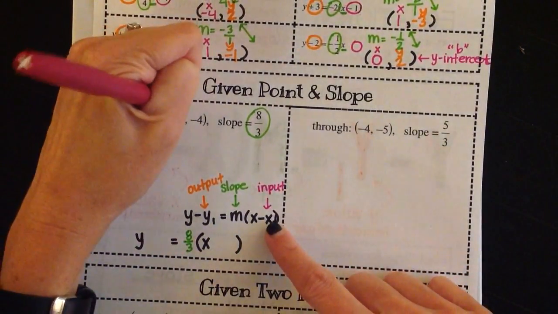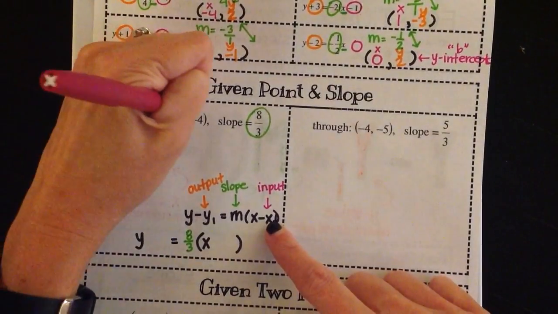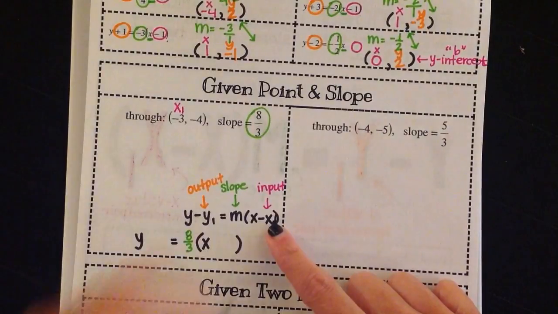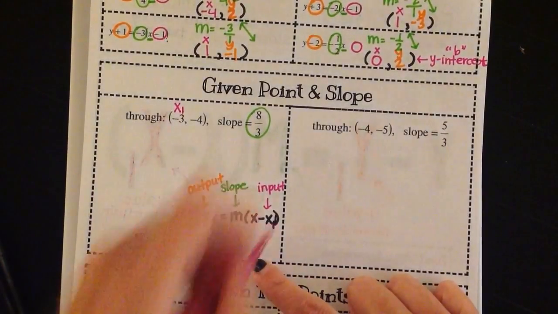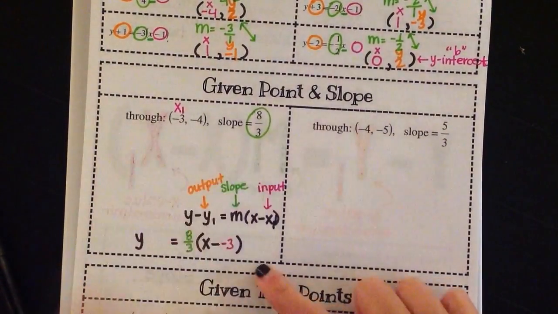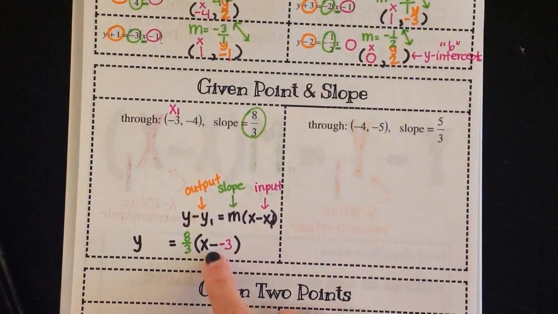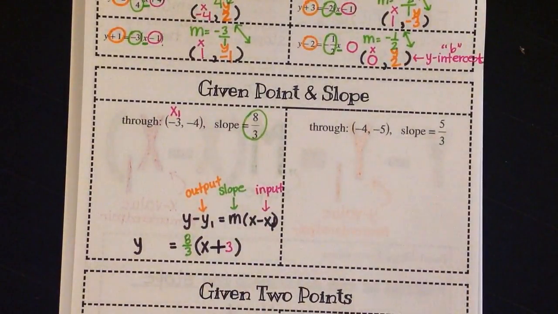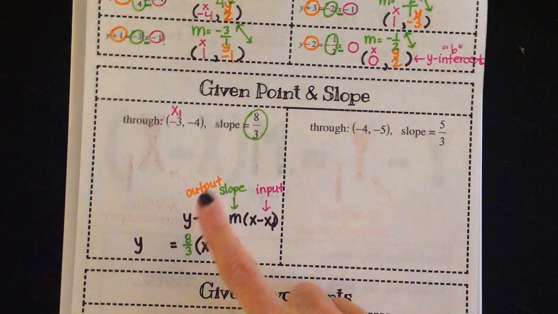Okay, well my input, my x1, is going to be a -3. So that's going to be minus, and then I'm going to plug in a -3 for that. Well, what do you have really when you have minus a negative number? It is really going to change to a positive.